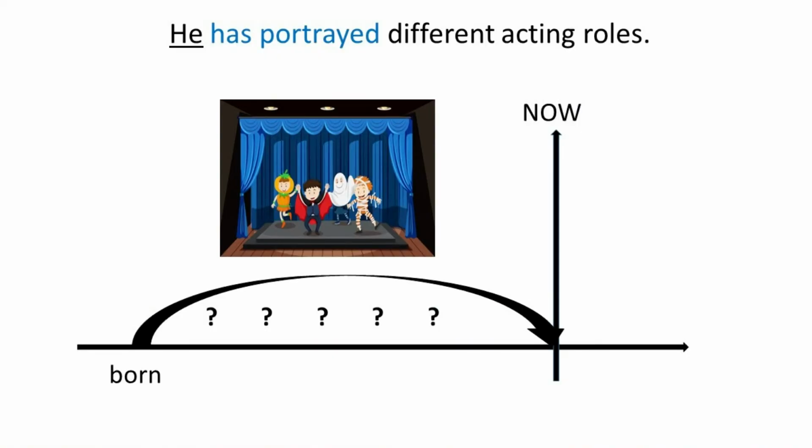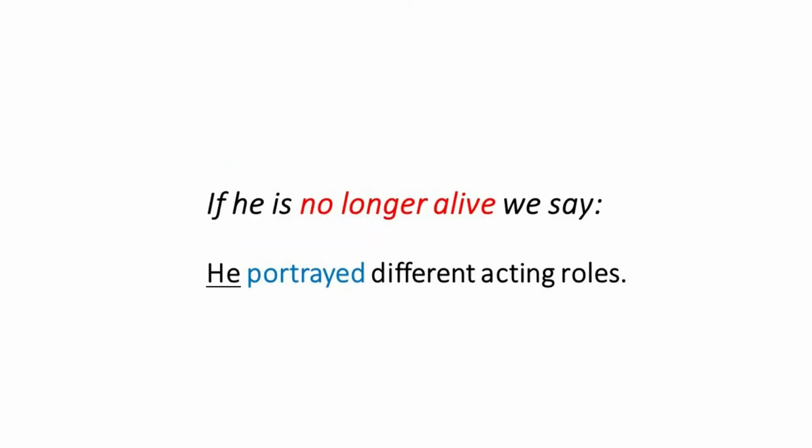For you to understand this, look at this timeline that shows the sentence, he has portrayed different acting roles. Did he perform various acting roles at some time in his life? Yes, great. Do you have any idea when he did this? Unfortunately, you don't have any idea about it, right? Is the actor still alive? Yes, he is. Is this experience still with him in the present? Yes, fantastic. So, what do we say when he's no longer alive? He portrayed different acting roles. Well done. Very good observation.